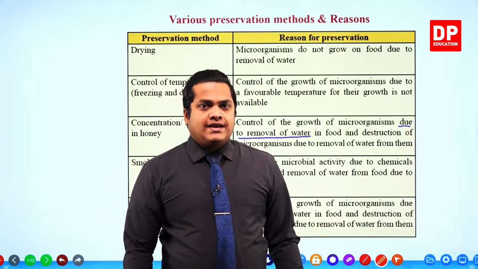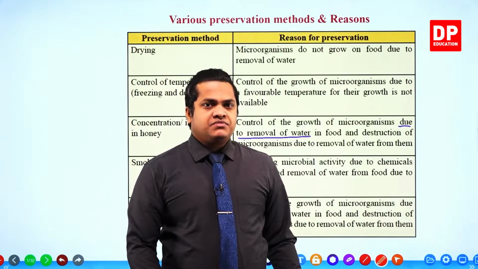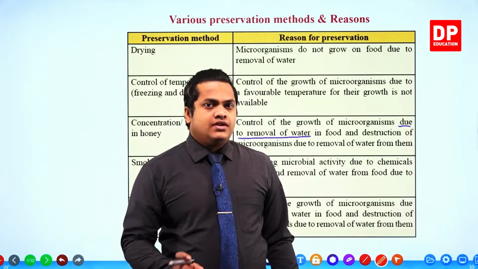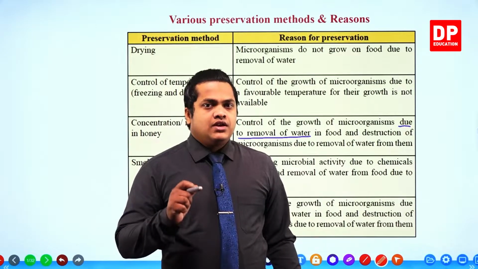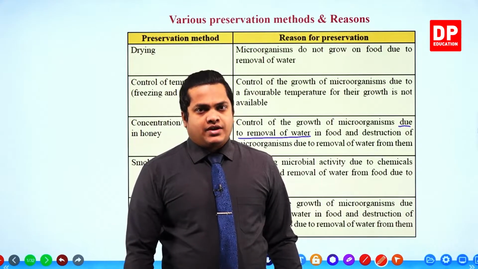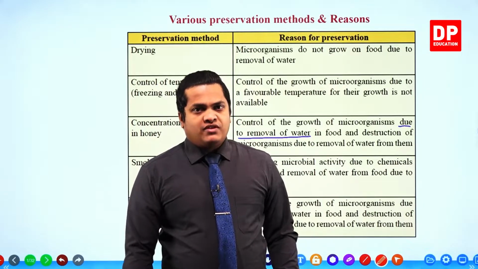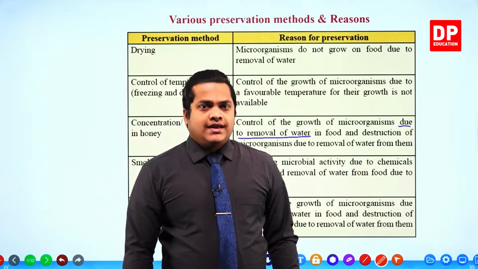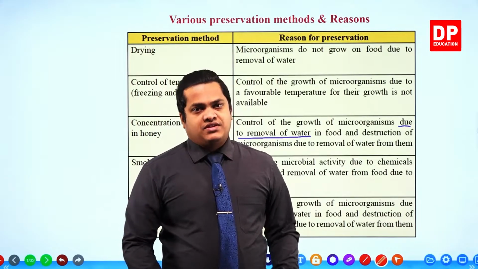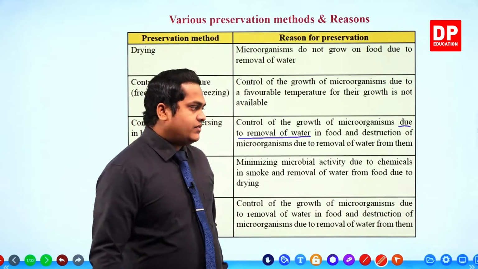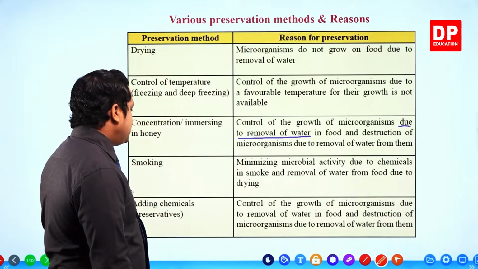So smoking can kill microorganisms by using the chemicals contained within the smoke, and it also reduces the amount of water through evaporation, right? So both factors contribute to inhibiting the growth of microorganisms and preserving the food item. Right then, we'll move on to see what the next method is.